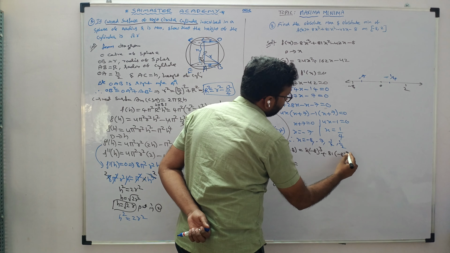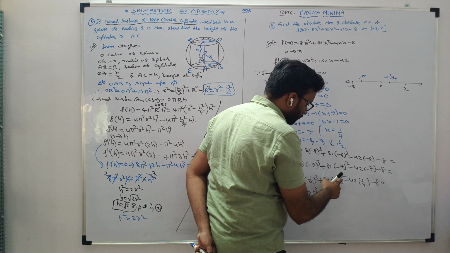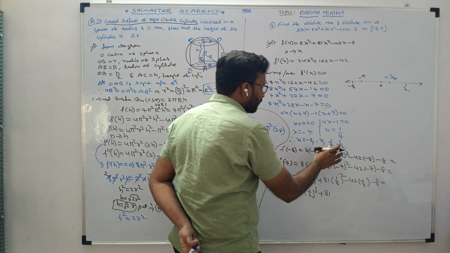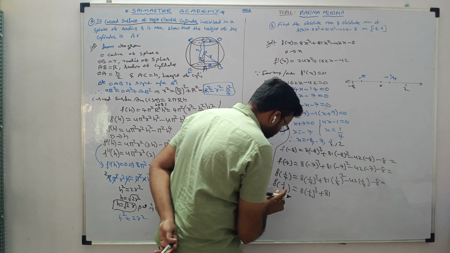And here 8 into minus 7 whole cube plus 81 into minus 7 whole square, 42 into minus 7 minus 8. And here 8 into 1 by 4 whole cube, 81 into 1 by 4 whole square, 42 into 1 by 4 minus 8. And here, the last value is 2, not 1 by 2: 8 into 2 cube, 81 into 2 square, minus 42 into 2, minus 8, is equal to some value.